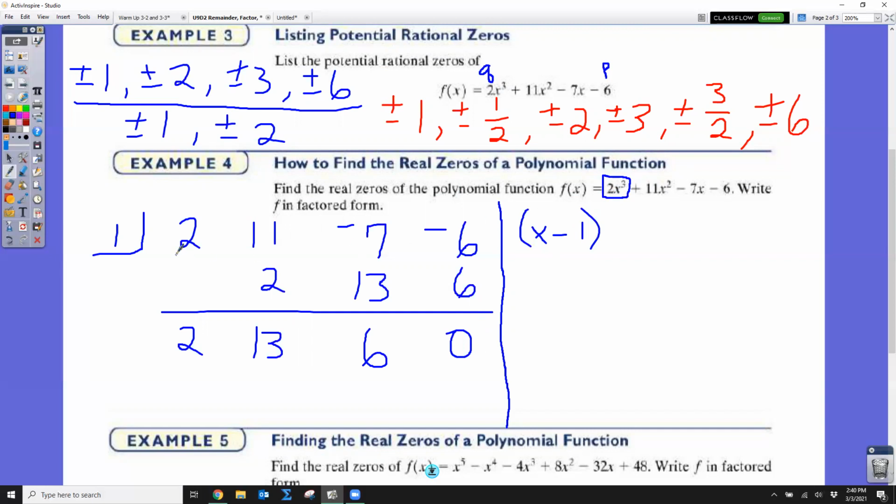After our division, this right down here, this 2, 13, and 6, we don't have to worry about the 0 anymore because that's a 0. This is now a quadratic. It actually decreased. So here's what that quadratic looks like. It's 2x squared plus 13x plus 6. All pluses because all these numbers are positive on the bottom right here.